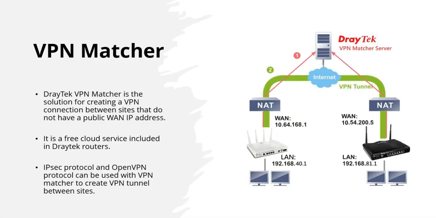VPN Matcher is a free cloud-based solution within DrayTek routers that allows for creation of a VPN tunnel between sites that do not have a public WAN IP address, be it as a result of the router being behind NAT or using a 4G internet connection. Such routers can be set up to connect to the VPN Matcher cloud server, and the cloud server will then act as an agent to allow the routers to exchange the network information required to establish the VPN connection.